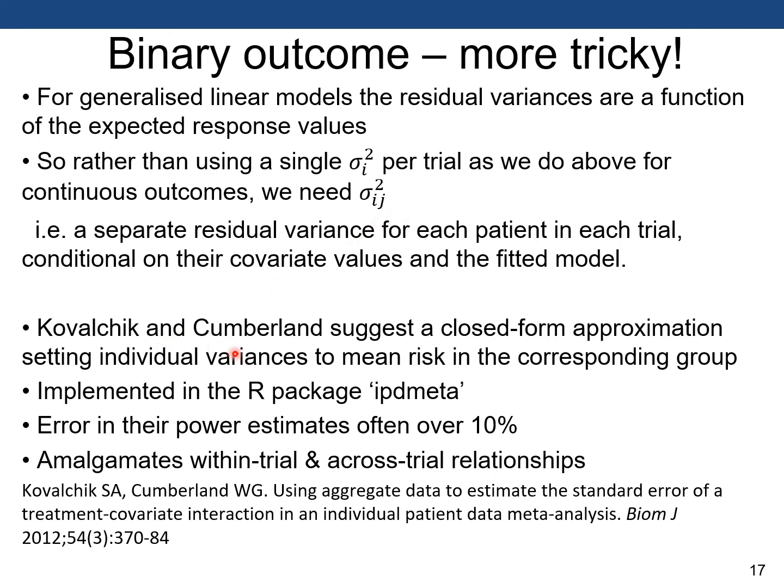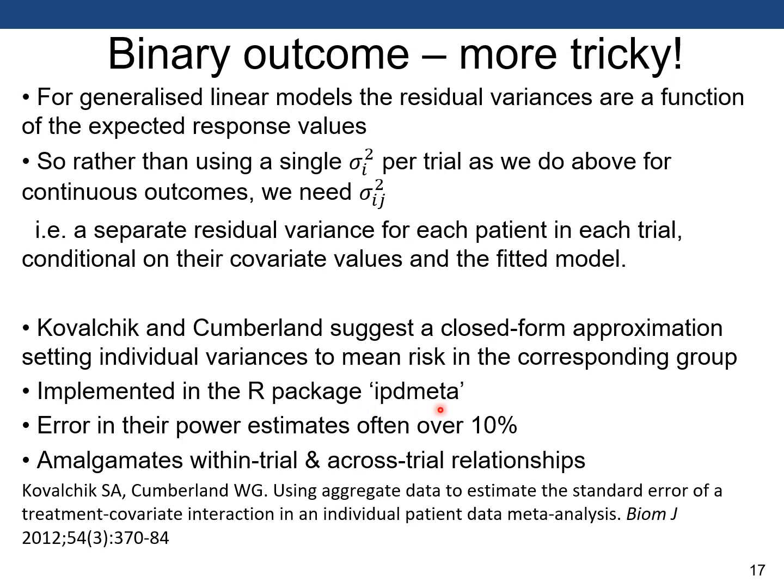Kowalczyk and Cumberland have some really good papers on this and suggest a closed form approximation where, instead of using individualized residual variances, they approximate that with the mean risk in the corresponding group. So an individual's residual or linear predictor essentially is set to the mean linear predictor value for the control group or the treatment group, depending on which group they're in. So this is an approximation, and it works well a lot of the time, but not always, and sometimes the error in the power estimates is over 10%, and that's shown in their paper. It's implemented in the R package IPD meta if you're interested.